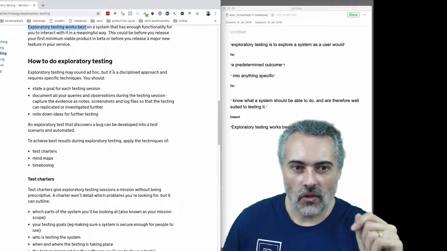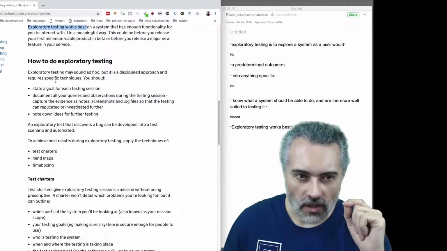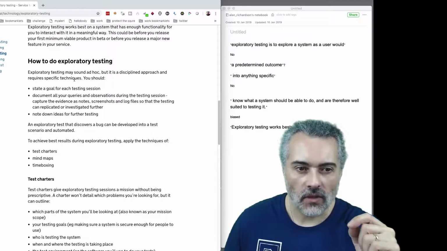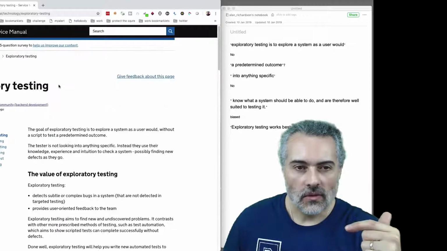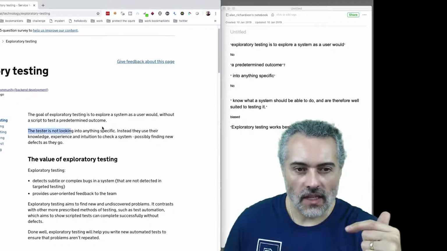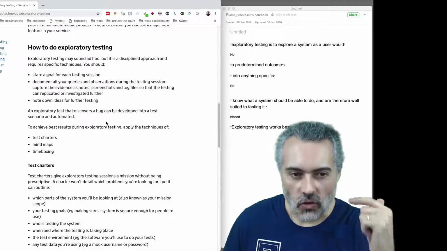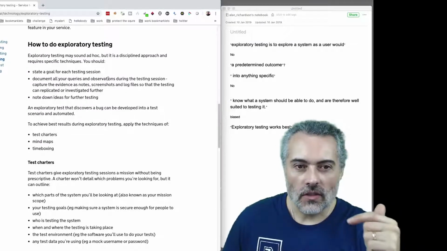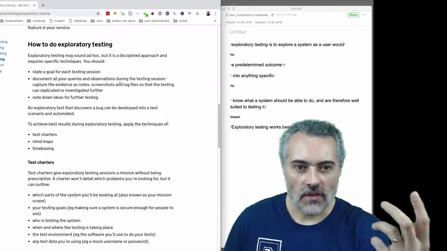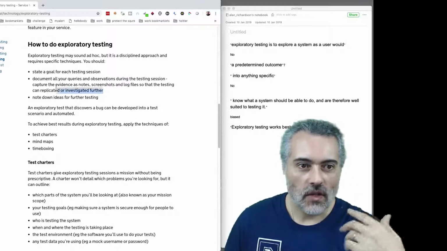Explorative testing may sound ad hoc, but it is disciplined and requires specific techniques. Okay, so what are those specific techniques? Okay, so we should state a goal, right? So we're not looking at anything specific, but we should state a goal. All right, so we should document all our queries and observations during the testing session, capture evidence as notes, screenshots, and so on. So that all sounds good.